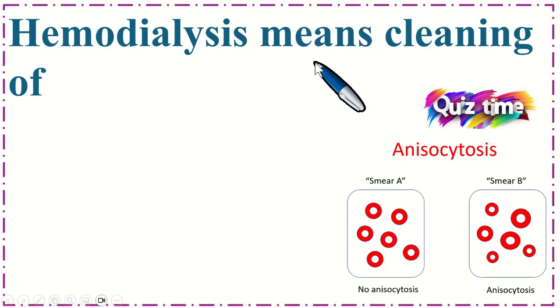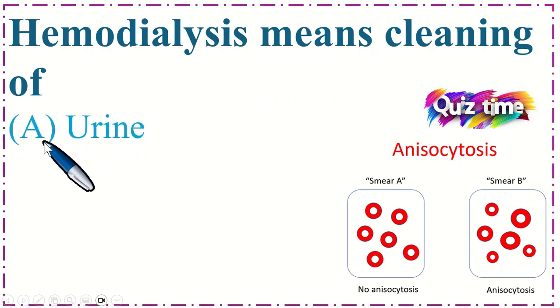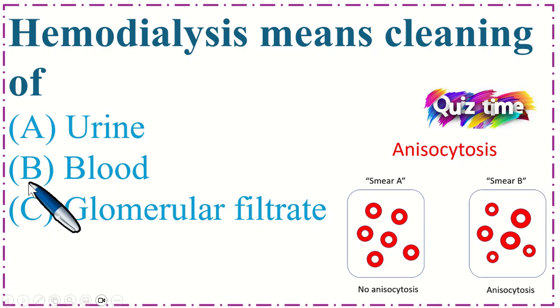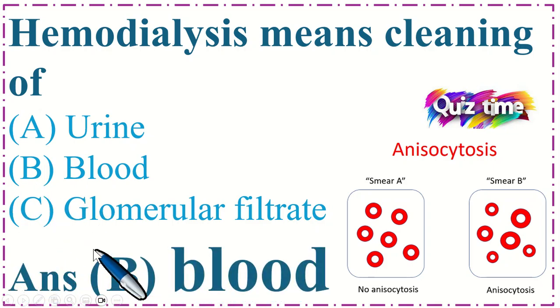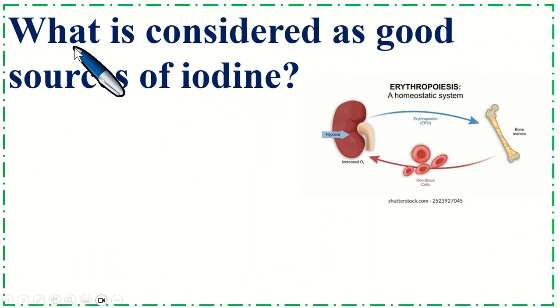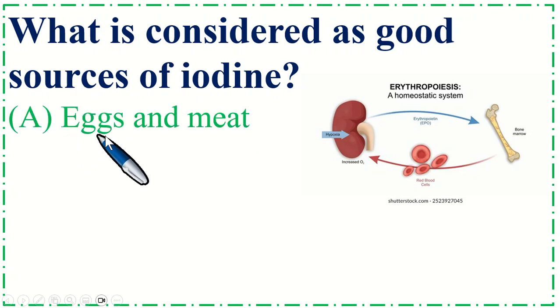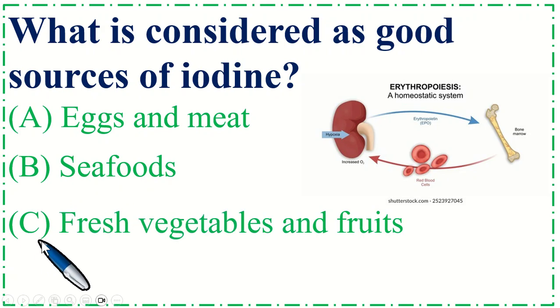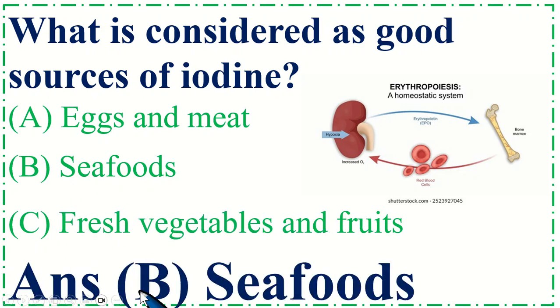Hemodialysis means cleaning of option A urine, B blood, C glomerular filtrate. Correct option is B blood. What is considered as good sources of iodine? Option A eggs and meat, B seafoods, C fresh vegetables and fruits. Correct option is B seafoods.